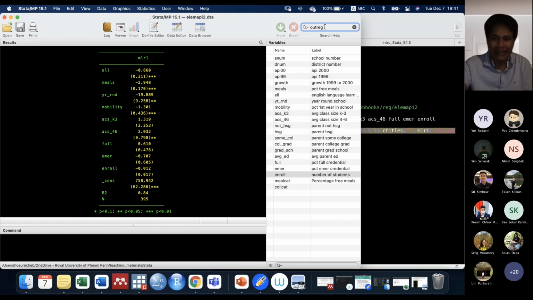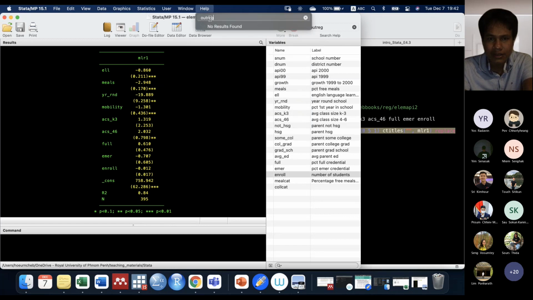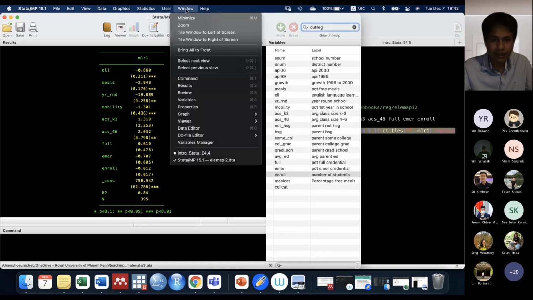Got it? Teacher, my version doesn't show the search bar there. If there is none, you click somewhere. No. Help. Can you click help? Can you click search? It should be under help. Can you find it? Yeah, teacher, search here. All right. In this search, then you type outreg2. Okay, and then enter. Does it work? No result. How should I find this? On the chat.